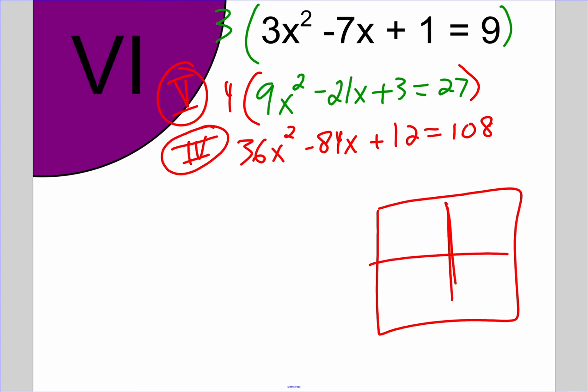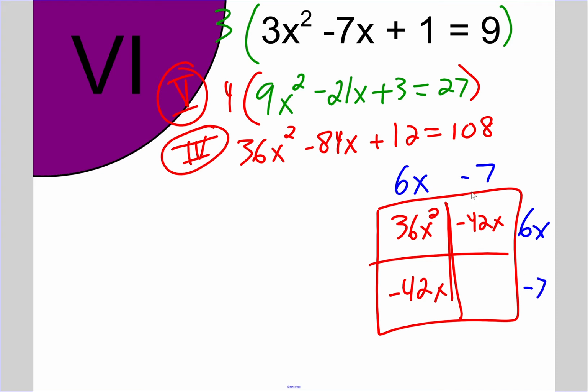So now we come over to our area model. We plop in our 36x squared. Half of 84 is 42, so we get negative 42x and negative 42x. Now we can start to look at our binomial terms. What's going to give us 36x squared? That's 6x times 6x. What times 6x gives us negative 42x? That's negative 7, so we've got that on both sides here. And when we multiply negative 7 by itself, we get positive 49.